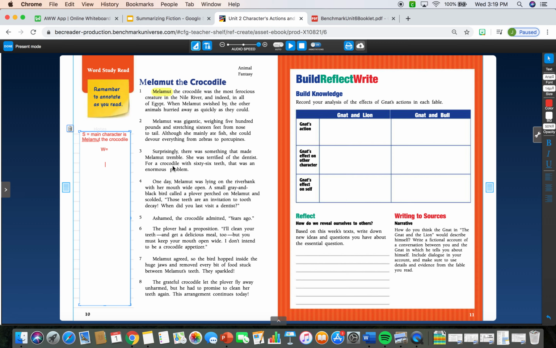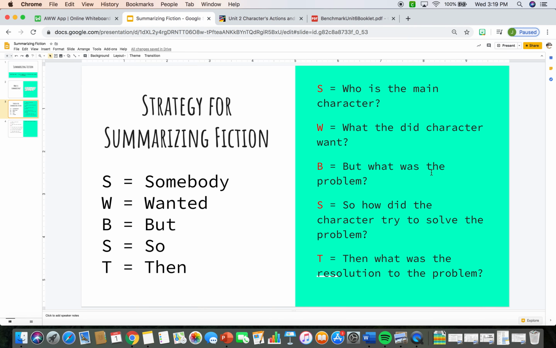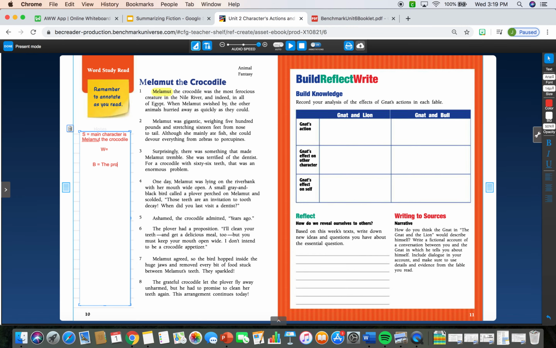Surprisingly, there was something that made Malamut tremble. She was terrified of the dentist. For a crocodile with 66 teeth, that was an enormous problem. Oh, so we do have a problem. Somebody wanted, but what was the problem? Well, the problem was that she was terrified of going to the dentist.